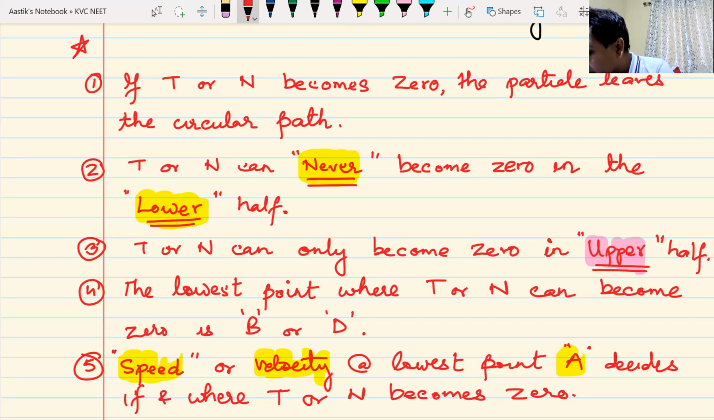We will begin our next class with that thought in mind. The deciding factor is the speed or velocity at the lowest point, and we'll begin our class paying special attention to the magnitude of velocity at point A, and we'll see at what speed what happens.